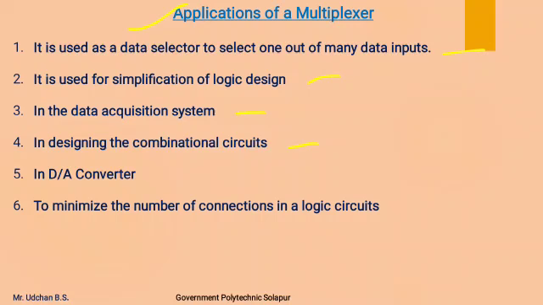In the next part we are going to learn how to design the combinational circuit using multiplexer. We have already studied how to draw a combinational circuit using logic gates. Now here we are using multiplexer to design a combinational circuit. It is used in digital to analog converter. It is used to minimize the number of connections in logic circuits. These are the applications of multiplexers.